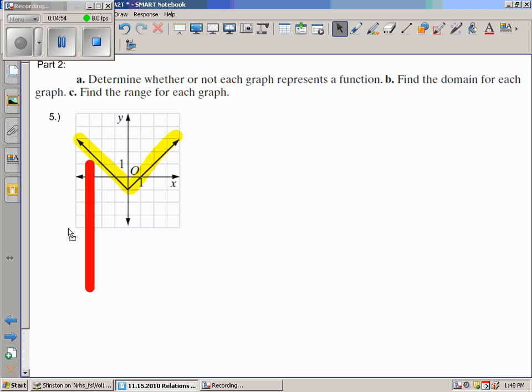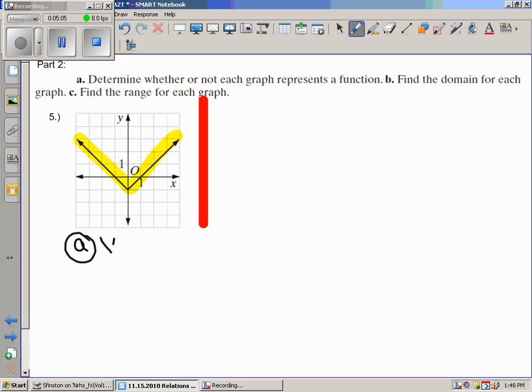Let's take our vertical line and let's sweep it through. Does it hit more than once? No, it doesn't hit more than once, and so yes or no, is this a function? Yes, it's a function.